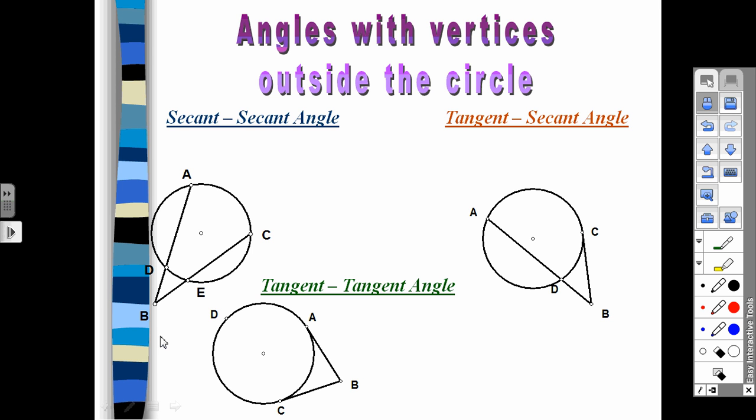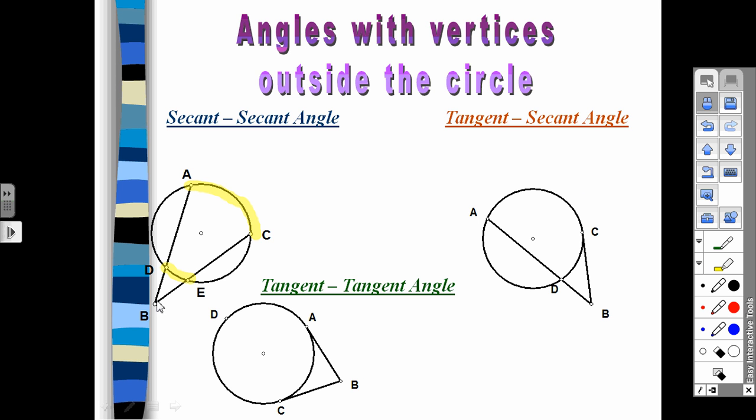So let's look first at our secant angles. So we have 2 secant segments right here, AB and CB. And because they pass through our circle, we get 2 arcs. Well, actually we get 4 arcs, right? But the 2 arcs that we're going to be concerned about are the arcs that are created that are opposite our angle. So these are the 2 arcs that we're going to be concerned with. I don't care about these 2 arcs on the sides.